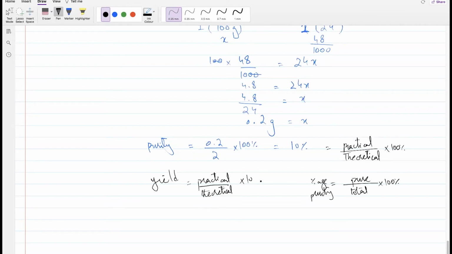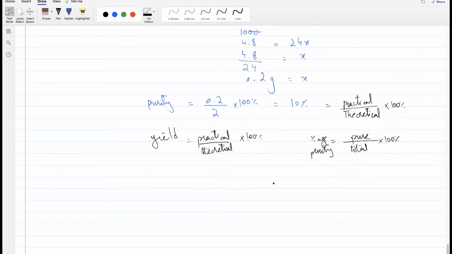But what are practical and theoretical values? Basically, practical value is the one that they tell you. In the exam, you cannot calculate this. Okay? So this is always given.